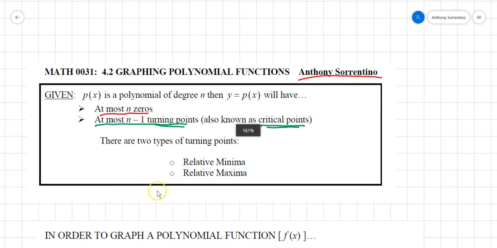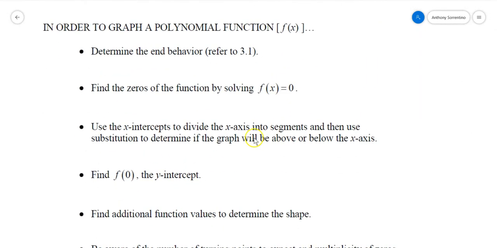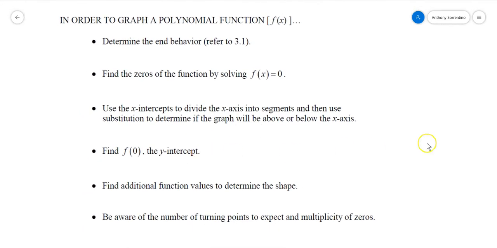When you graph a polynomial function, the following is the procedure that we're going to tend to focus our attention on. In order to graph a polynomial function, we first want to determine the end behavior, like we did in the previous section. That says 3-1. It should really say 4-1. I don't know why it says 3-1. Something I'm going to have to fix in the actual notes. Luckily, I'm doing this before the start of the course, so I can actually fix it, and you'll have the correct version of it when you hopefully are going through this.